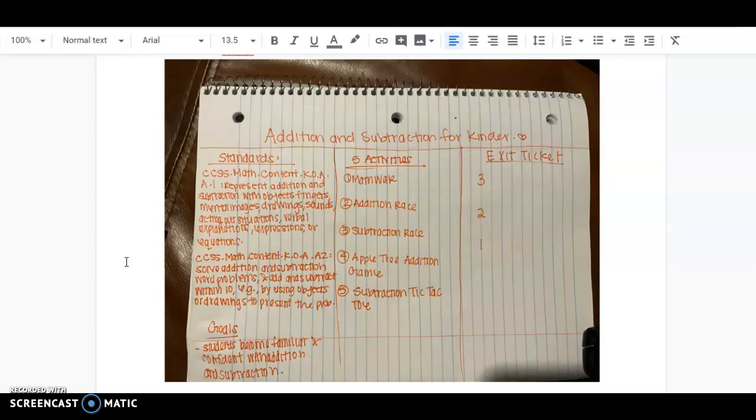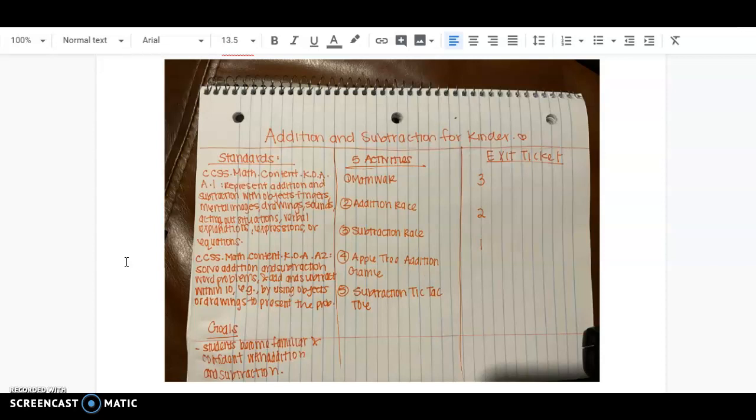Unfortunately, I wasn't able to head to the store due to the coronavirus COVID-19 to purchase a physical poster board. Instead, you get to look at my homemade poster board, which I made using lined paper. As you can see in this picture, on my poster board you will find my standards that I used, my goals for my students, and the 5 activities, as well as what my exit ticket would look like.